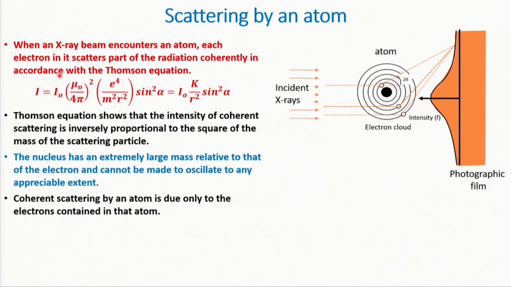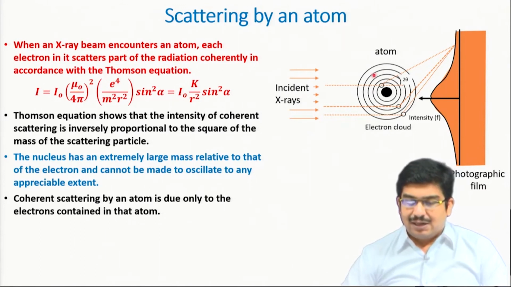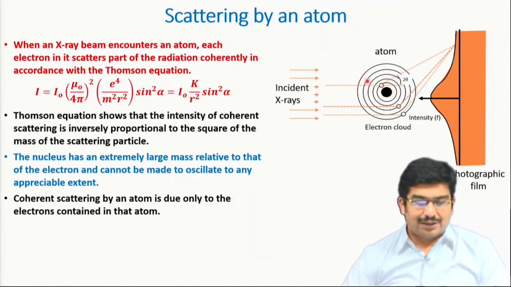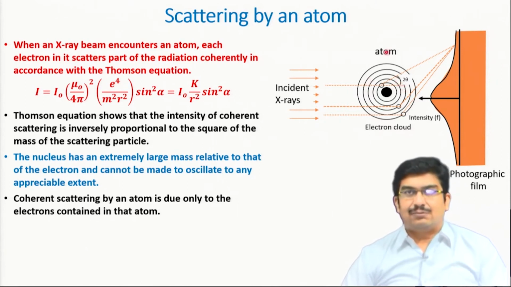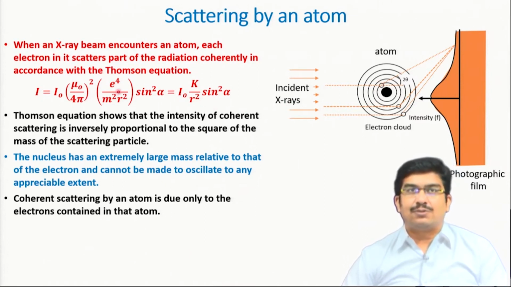What we just discussed is that whenever an incident X-ray falls on a material, that material contains various types of atoms, with lots of different electrons and a positively charged nucleus in the middle. There is not one single electron but lots of electrons, and each of these electrons will interact with the incident X-ray by either Thomson scattering or Compton scattering. Thomson scattering is governed by Thomson's equation.